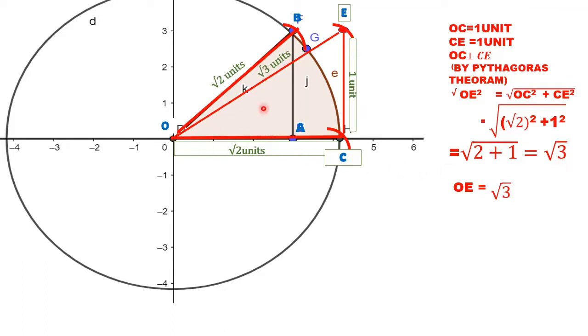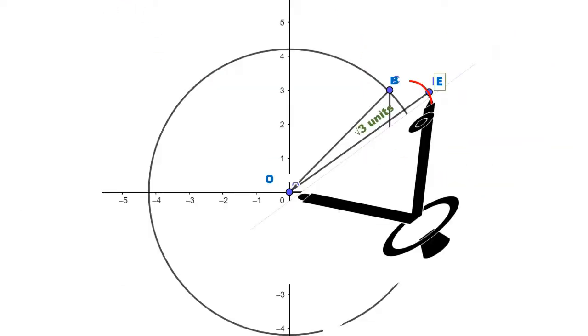Now we will locate this root 3 on the number line. We obtained OE equal to root 3 by Pythagoras theorem. Now we will plot this root 3 on the number line.